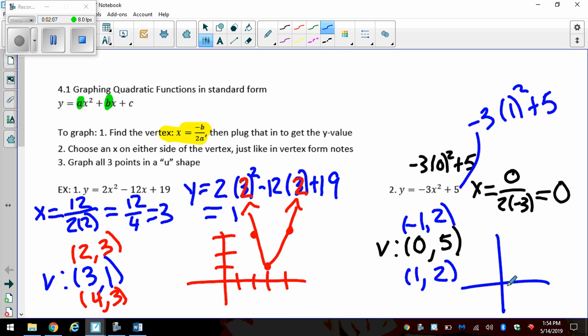Once you plot those 3 dots, up at 5, there's your vertex, and there's your parabola. It was negative, so it is pointing down, so that's a good thing to check.